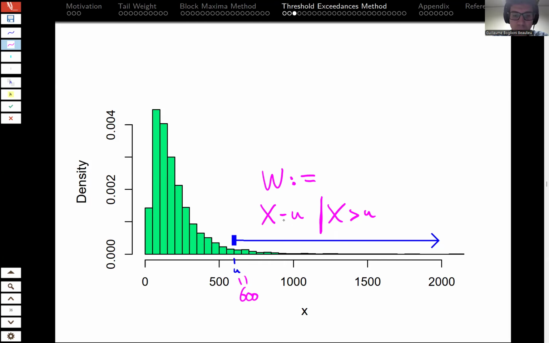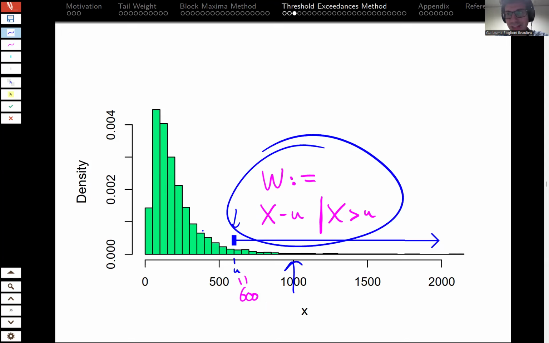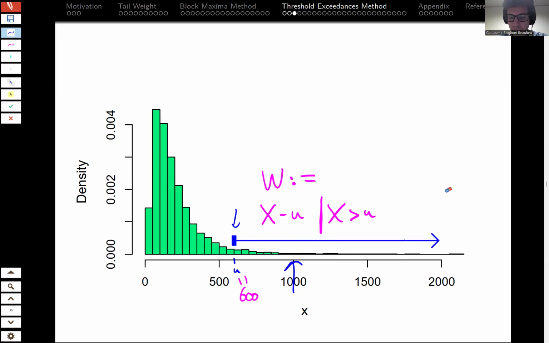By what value does any observation exceed the threshold? For example, if we have a data point at exactly the value 600, the exceedance will be 0. If we have a value at 1000, the exceedance will be 400, because we take the exceedance over the threshold, in this example 600. Our mission then is to find the distribution of this W. Specifically, we want an asymptotic result, so we're going to let u grow to infinity and see what happens.